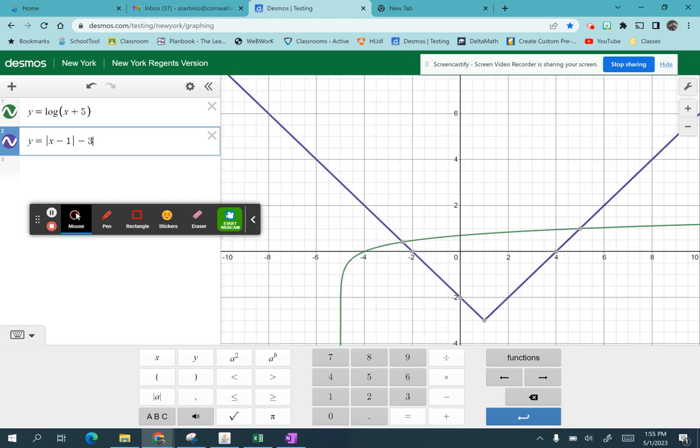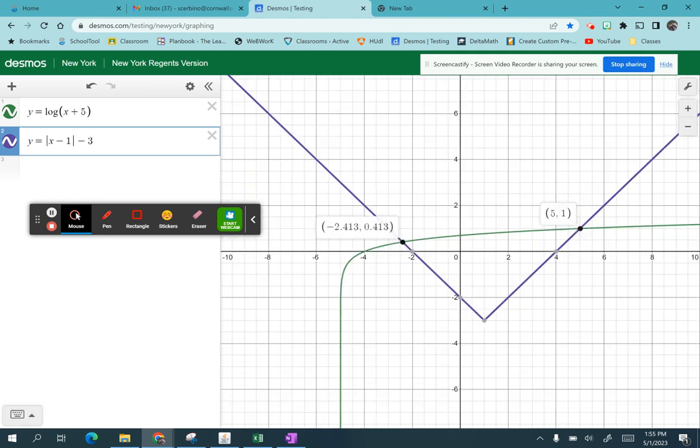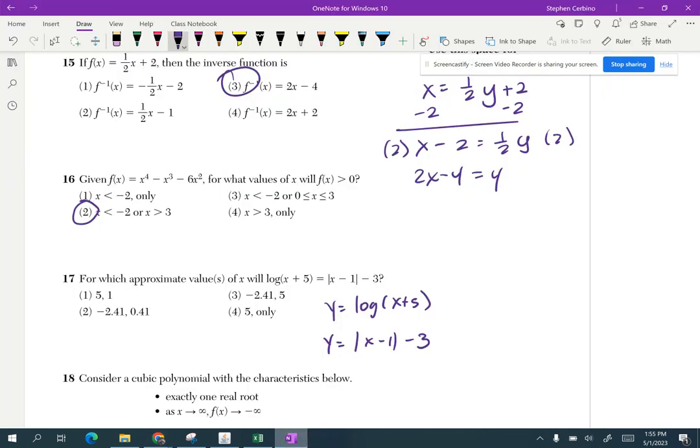Again, you can always hit the home button to see your zoom. So we have one intersection, we have two intersections. The x values are what they're looking for here. So negative 2.41 and 5. So that would be choice 3.